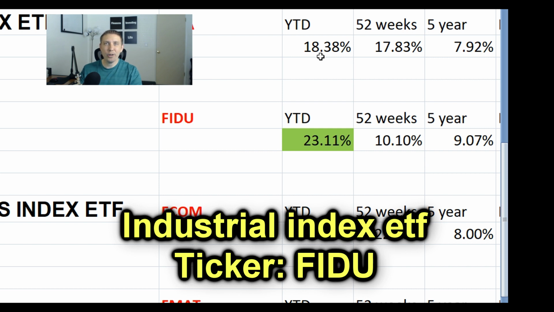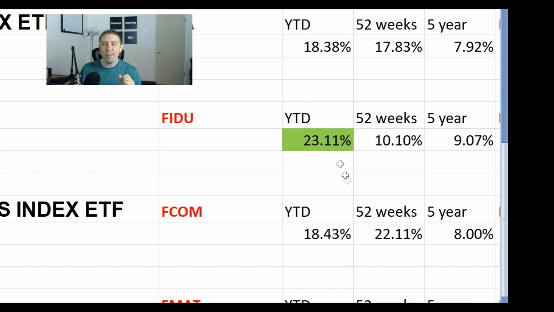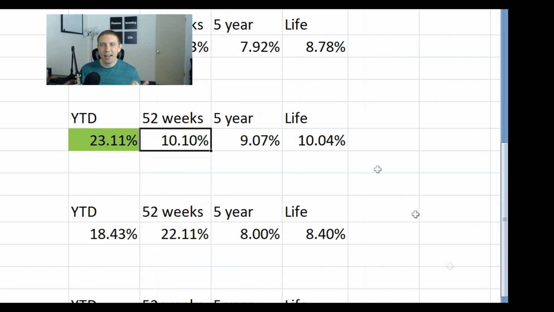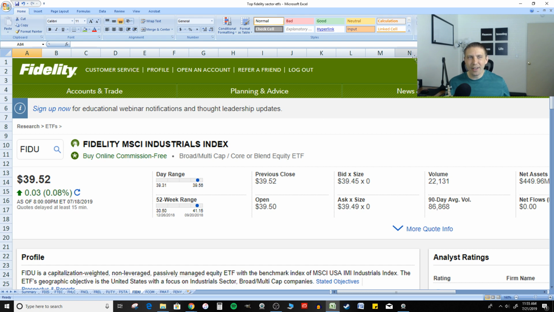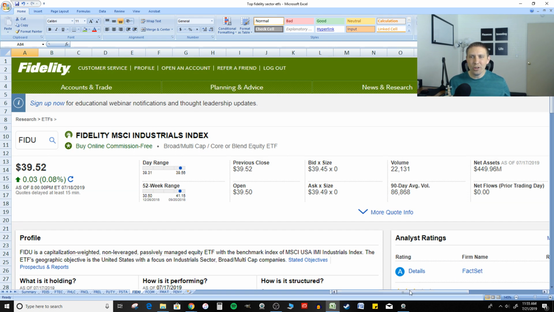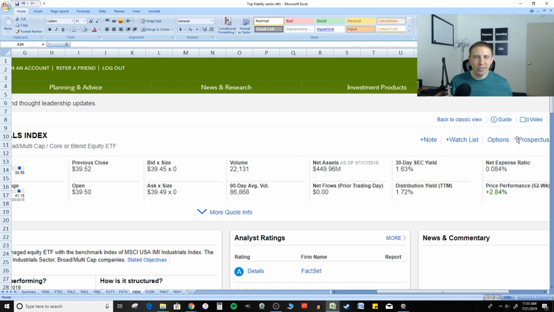The last ETF I want to cover with you guys is the Industrial Index ETF. So last year they had a 23% rate of return, which was fantastic. 1 year return is about 10%. 5-year average is 9%, and lifetime return so far on this ETF is 10%. The ticker symbol on the Industrials Index is FIDU, and there is a small yield on this of 1.63%.